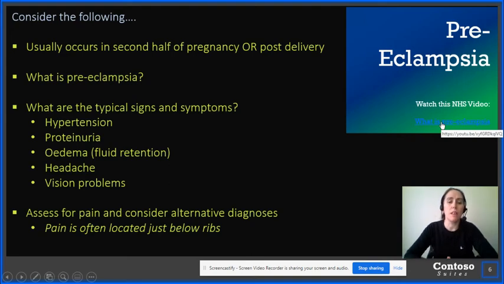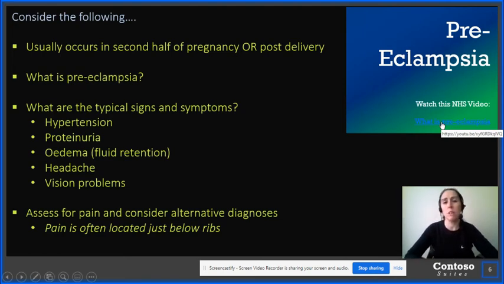So preeclampsia is basically high blood pressure in pregnancy, but it doesn't just present with high blood pressure. That's the cause of it. Preeclampsia will present as high blood pressure, protein in the urine, fluid retention, and then you'll get a kind of neurological impact to it as well. Because as you can imagine, with the high blood pressure, your intracranial pressure might be changing too. So therefore, you might get vision problems, headache. You might have a bit of other neurological complaints as well.